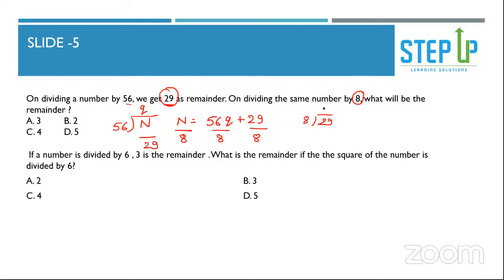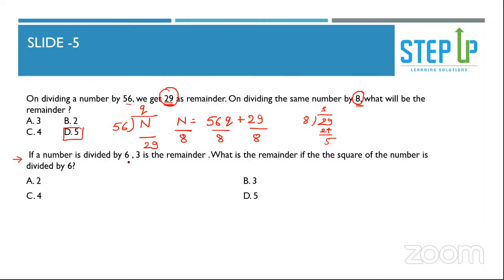29 by 8, 8 3s are 24. Your answer is 5. 5 will be your remainder. Right, Binay. 5 is the answer. But I will say don't write it all this way. Just take 29 and divide it by 8. All right, fine. Try to solve the next question mentally. Binay, 3 or 5? 5 is the answer.